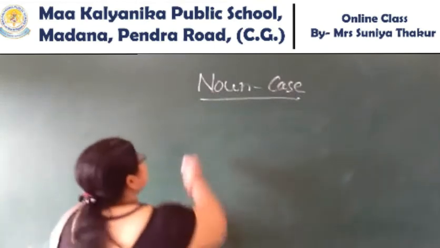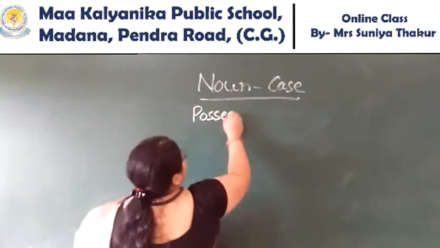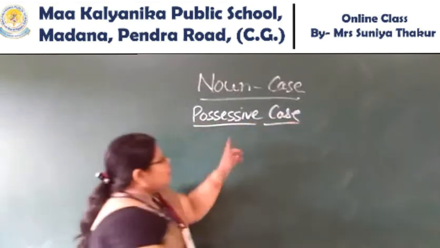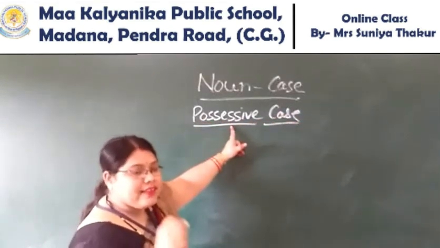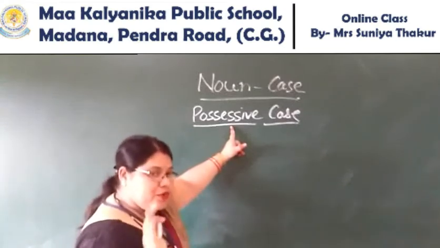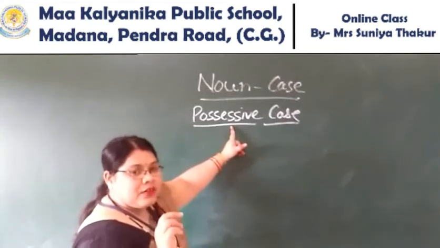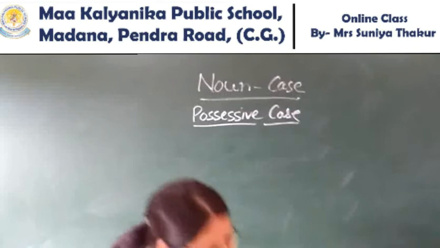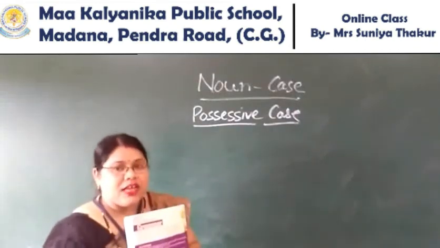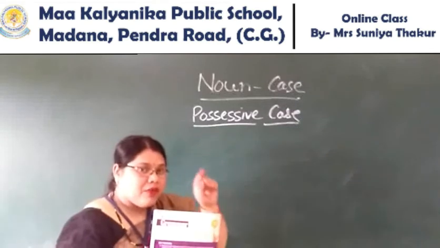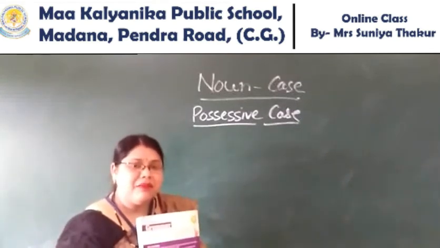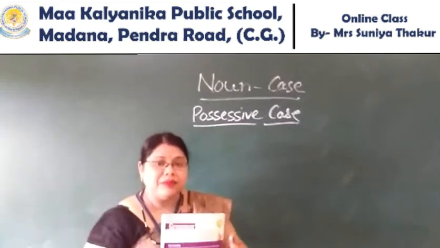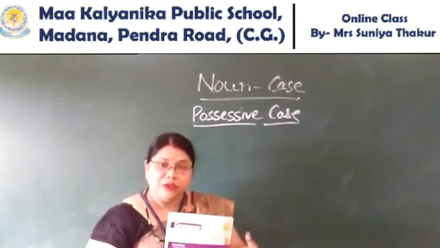See the example. What is possessive case? You know, possessive means ownership. This is my book. This is Ram's book. It means this book belongs to Ram. When we write Ram, we use apostrophe s. Apostrophe s means possessorship, means ownership. The owner of the book is Ram. You should use apostrophe s there.